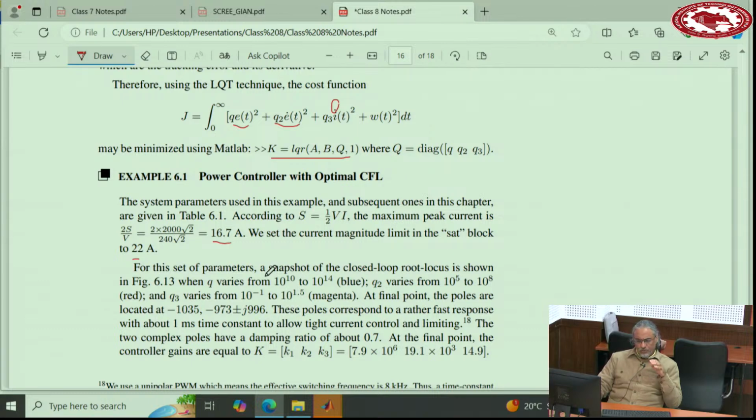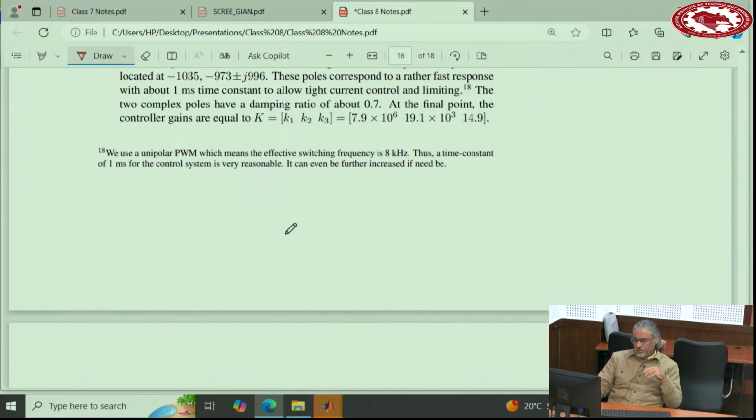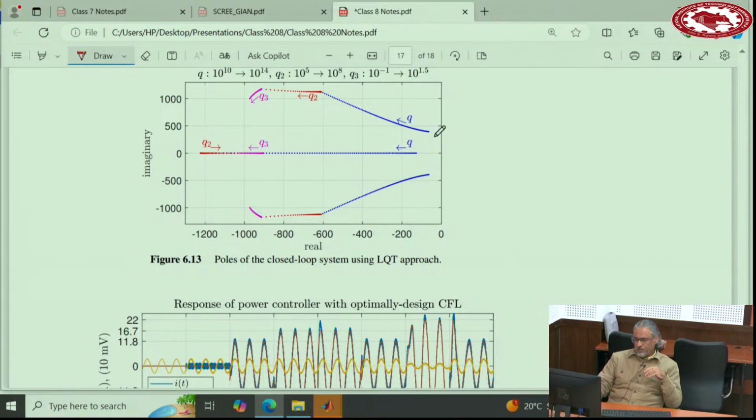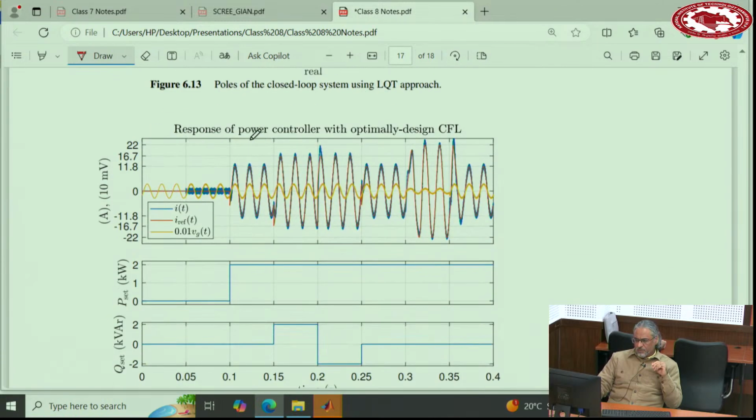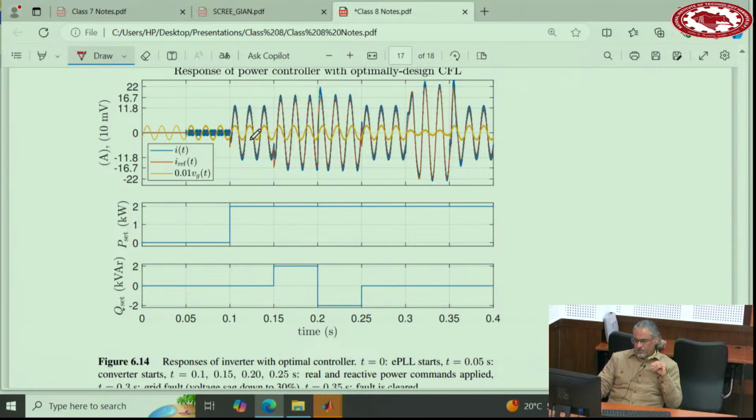Okay, so what we do, like before, we start with Q1, we increase Q1 and we increase Q2, we increase Q3, all three together. And then we get a typical graph like this. And whenever we are happy with the location, we stay there. And these are the simulation results. In this simulation result, basically, it's grid connected.